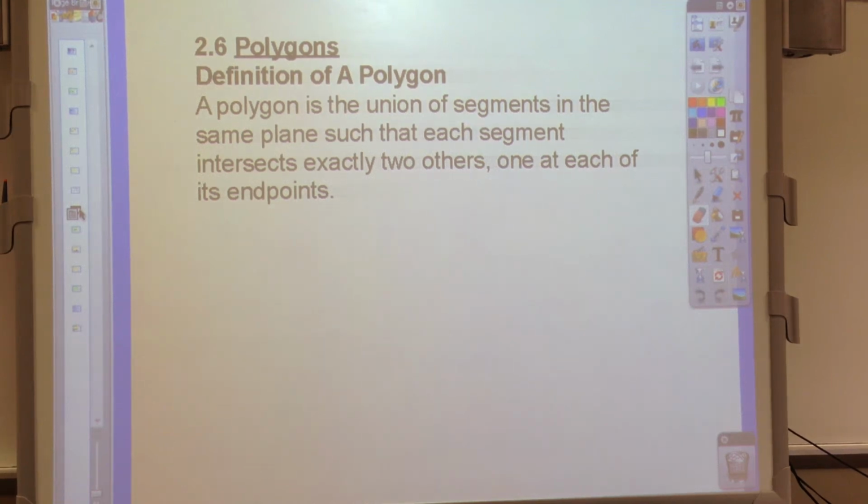Welcome, ladies and gentlemen. This is section 2.6 of Miss Quinn's Geometry, and today we're going to talk about some definitions and we're going to talk about polygons. The definition of a polygon is the union of segments in the same plane where the segments intersect each other at just one point, and those intersections are called vertices.